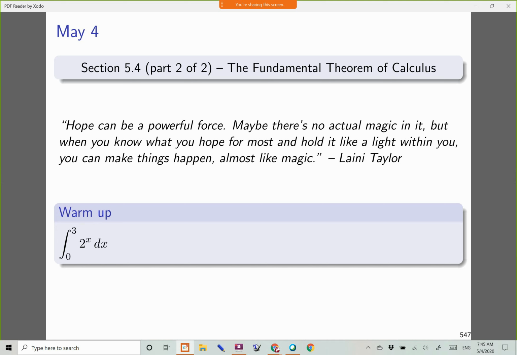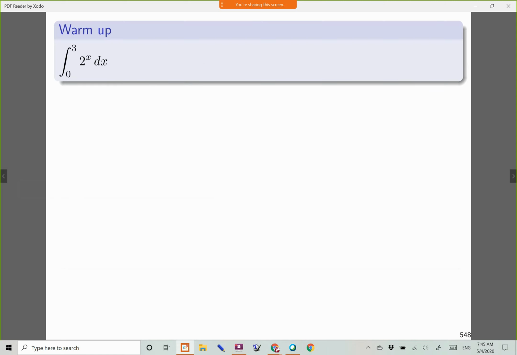This 2 to the x is an exponential curve. It's a curve, it's not straight, so we'll have to do something different. So what we'll do is practice and review the technique we saw last Wednesday, which is to first look at the indefinite integral.